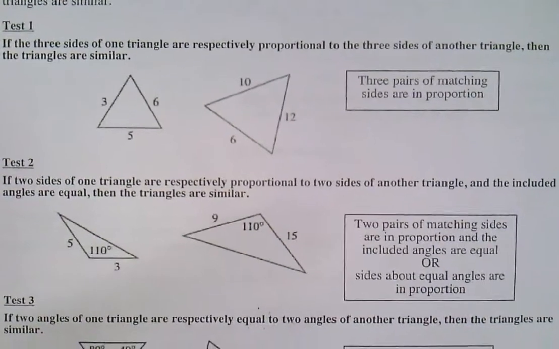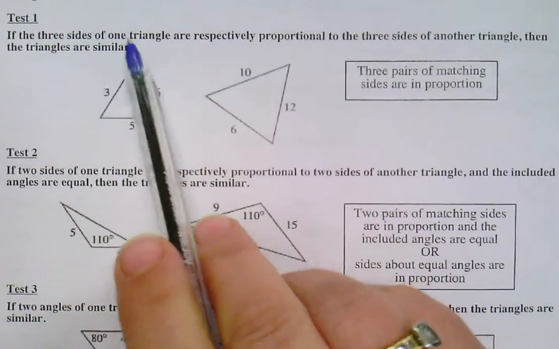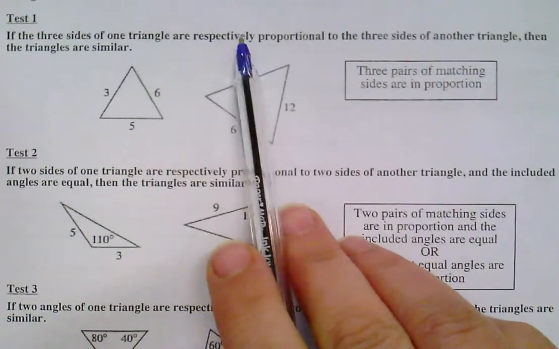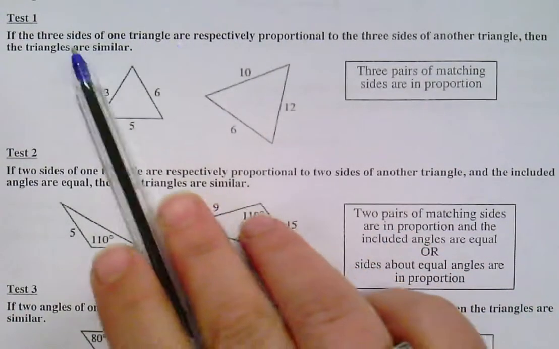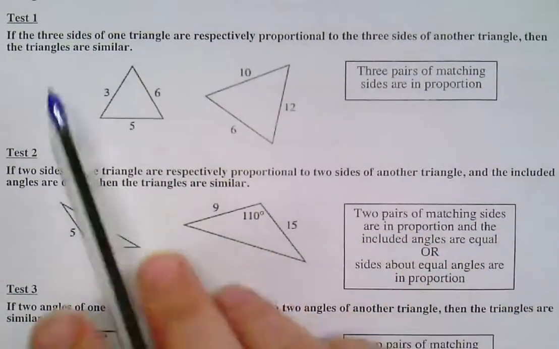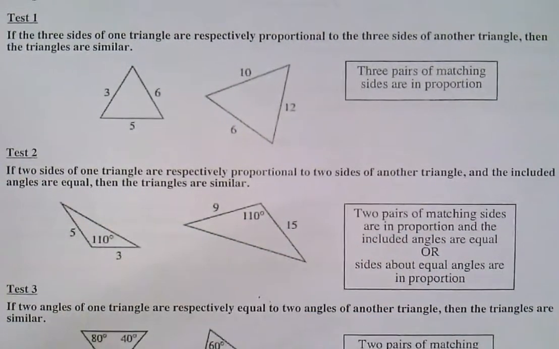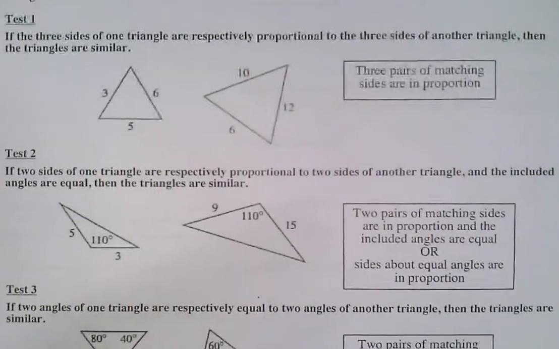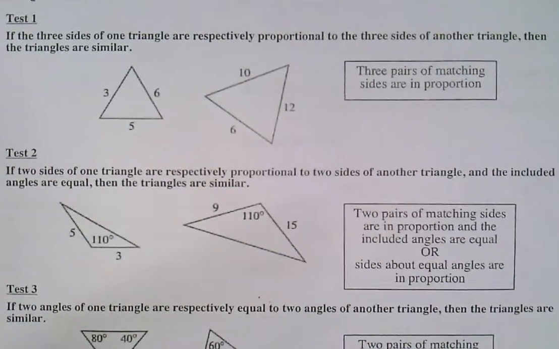Here is the first test. If 3 sides of one triangle are proportional to 3 sides of another triangle, then the triangles are similar. You don't have to use the word respectively. Now, you're thinking 3 sides, SSS, but we do not write SSS. SSS is for 3 sides exactly the same size, not 3 sides in proportion.